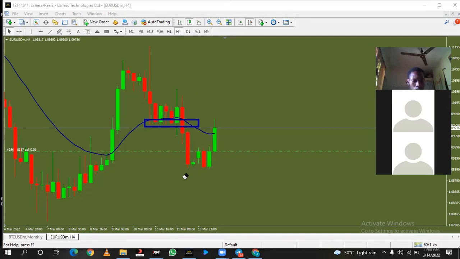Well, I think the reason is that there was no break of structure to the upside. There was no what? No break of structure to the upside on the 30 minutes.